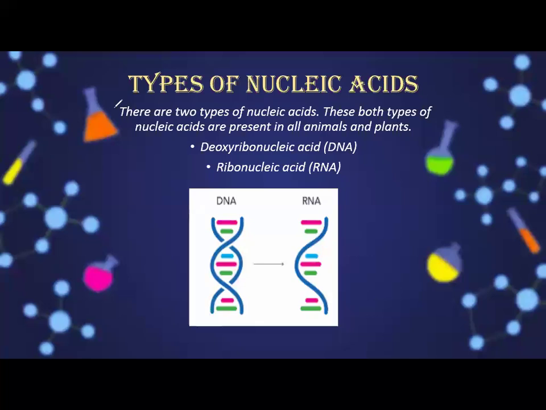Now dealing with the types of nucleic acid, how many types are present? There are two main types of nucleic acids present in all animals and plants, that is DNA and RNA. DNA stands for deoxyribonucleic acid and RNA stands for ribonucleic acid. Here you can see this is DNA and this is RNA. You can see a difference: DNA is a double helical structure with two strands coiled together, but in RNA there is only a single strand.